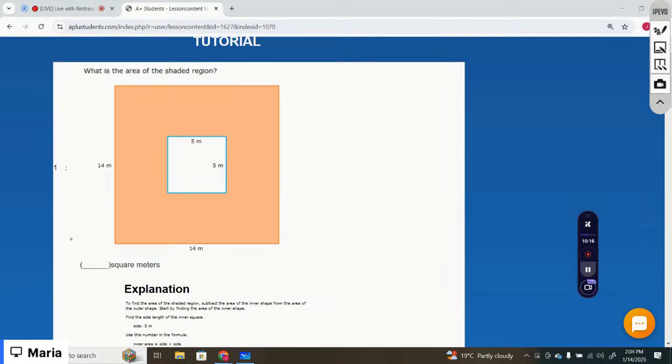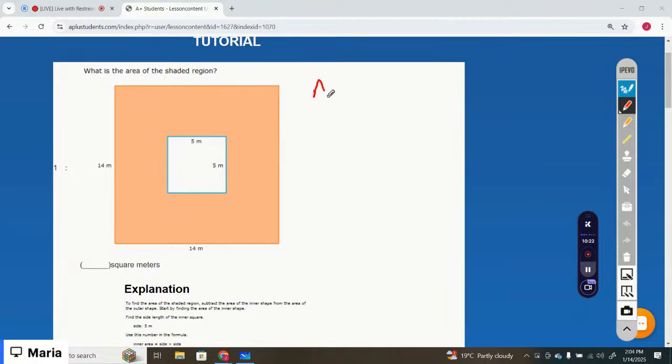So let's just calculate the area of the smaller square. We know that the area of a square is side times side. That is 25 meter square, right? Now calculate the area of the bigger square, that is again a square. So 14 times 14 is 196. Now you have to calculate the area of this shape only.